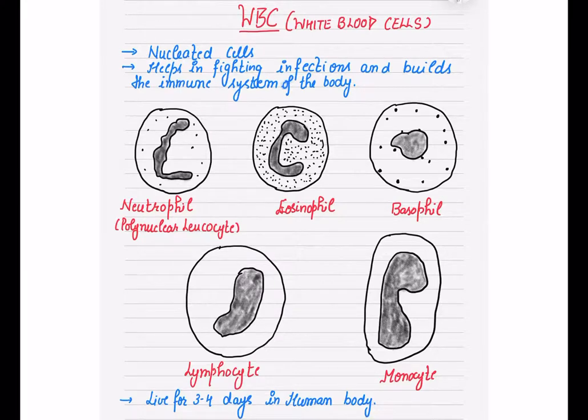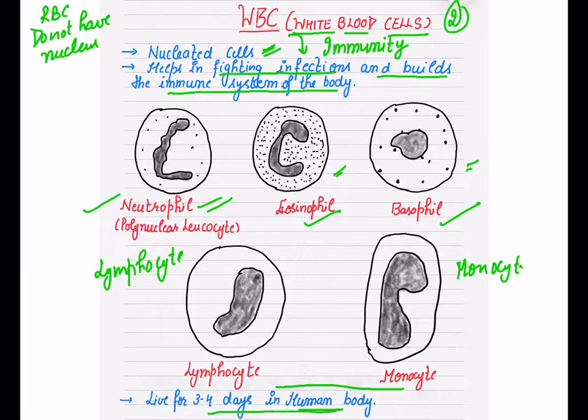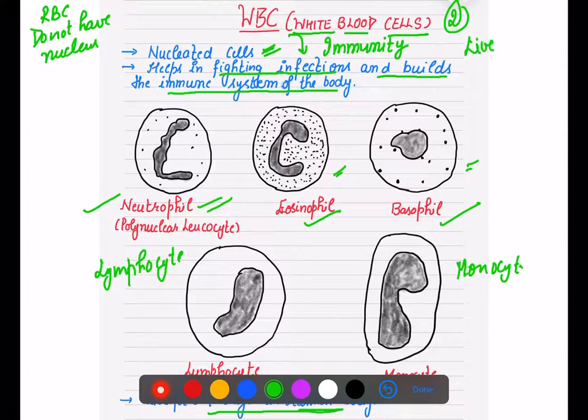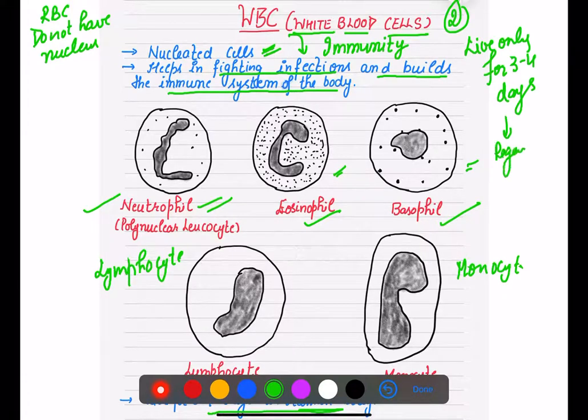But their lifespan is very, very short in human body. They live only for 3 to 4 days. And after their degeneration, they again regenerate. They are again reformed in the body. That is how they provide immunity to the body, and they are the second cellular component of blood.